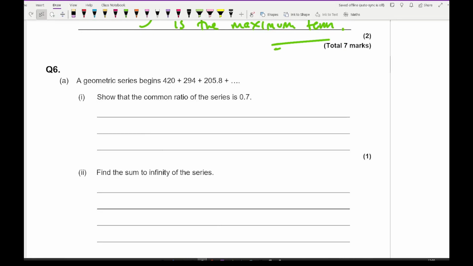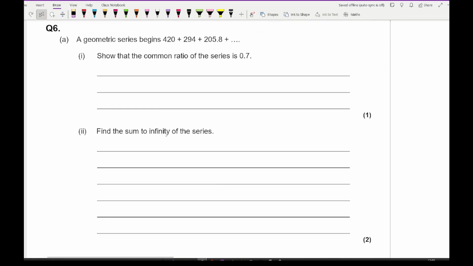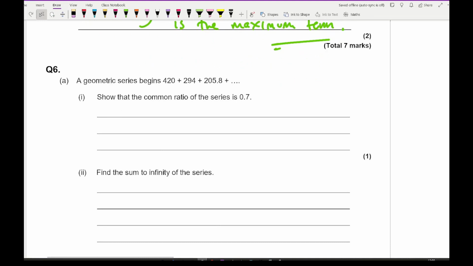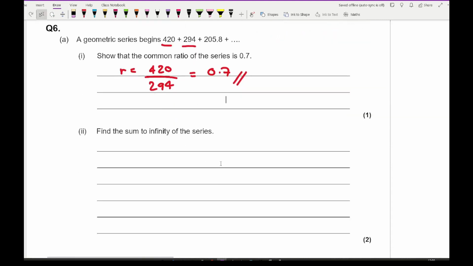Show that the common ratio of the series is 0.7. For this, all we need to do is divide two consecutive terms together. So here we get that r equals 420 divided by 294, and that equals 0.7. It then says for part aii, find the sum to infinity of the sequence. Well, here we know that a equals 420 and we know that r is 0.7.